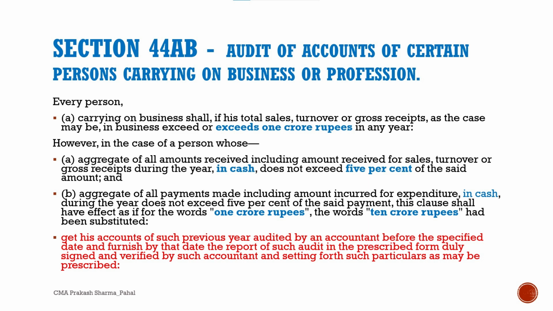However, in case of a person whose aggregate of all amounts received, including amount received for sales, turnover or gross receipts during the year, in cash does not exceed 5% of the said amount, and aggregate of all payments made including amount incurred for expenditure in cash during the year does not exceed 5% of the said payment, this clause shall have effect as if for the words 1 crore rupees, the words 10 crore rupees had been substituted. In short, if the business transactions of receipts and payments are done through online or digital channels and where the identity of paying and receiving parties can be easily established, it benefits the business by reducing the compliance burden.